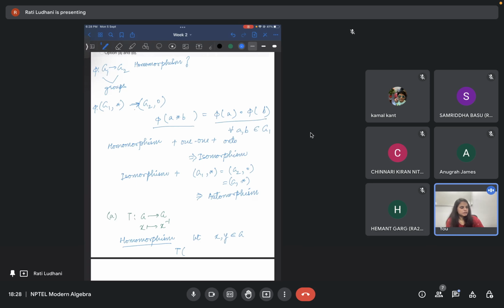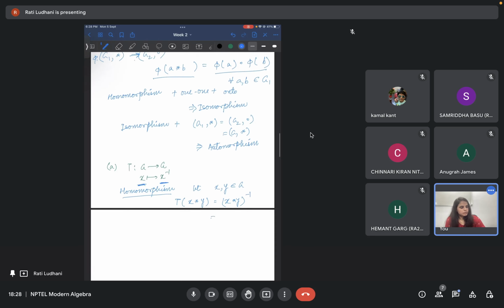So let's take T of x star y. You can also write xy, it is understood, so there is no issue. What is this? T is mapping it to the inverse, so (xy) inverse. The map takes whatever element you give it to its inverse. And what is the inverse of xy? Yes, y inverse x inverse.